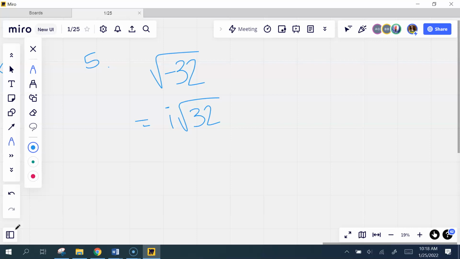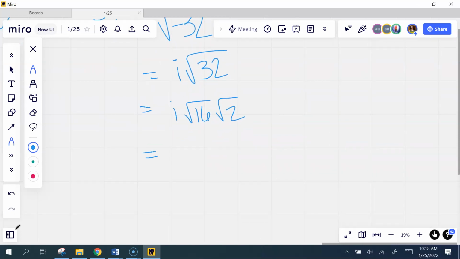Split 32. You're exactly right. How do you split it? 16 and 2. Now what? The square root of 16 is 4. So remember the i comes before a radical but after a coefficient or a number. So I'm going to write this as 4i square root 2. And I am going to throw that plus or minus there in front.